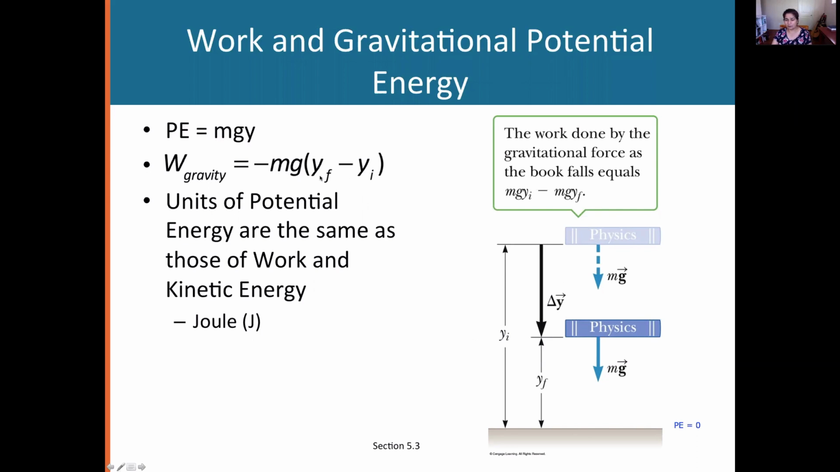So if the book is falling downwards, then yf is lower, a smaller number than yi. This term will turn out to be negative, and the work done will be positive. Since the force and the displacement are both downwards, the work done by gravity will be positive.